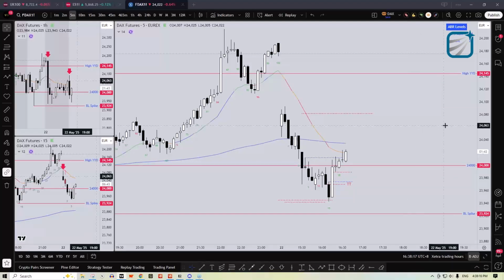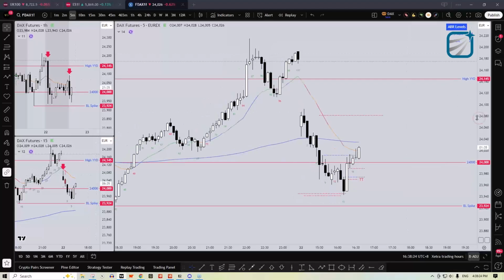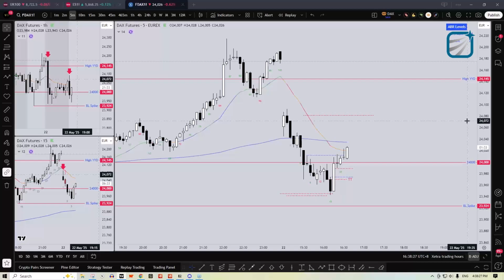I don't look at any correlation between FTSE and DAX. Personally, I did a small, unsophisticated study on it, and I thought, you know what, I'll just trade it separately. I'm sure there are ways to trade the correlations.